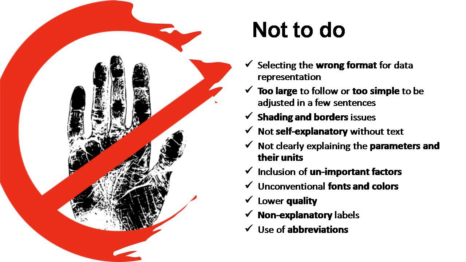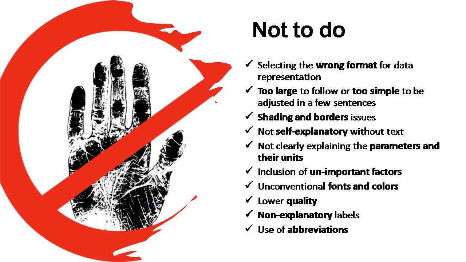Avoid graphics that are too large to follow or too simple to need more than the text. If your flow chart is too large, then the reader will not be able to understand or follow it. And if your figures and graphics are too simple, then you can simply explain them in one, two or three sentences. Then explain it in the text instead of putting the graphics into a table.